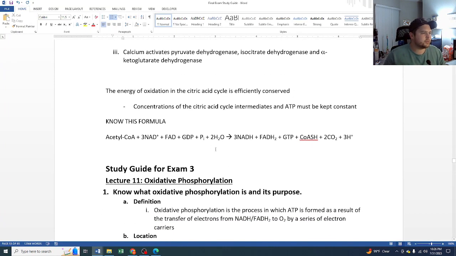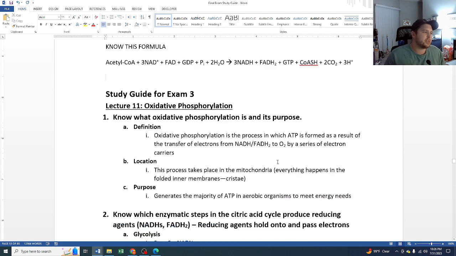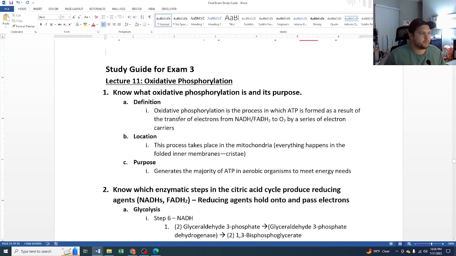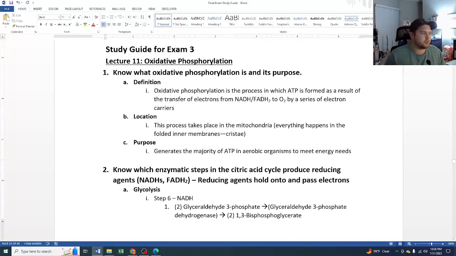Okay. This formula I have written here, know this formula. I would recommend knowing it. If you don't sit down and memorize it, again, understand the concepts, what this is saying. Acetyl-CoA plus 3 NAD plus, FAD, GDP, phosphate, and 2 H2O gives you all of this. This is the entire formula for the Krebs cycle, what goes in and what comes out of the Krebs cycle.